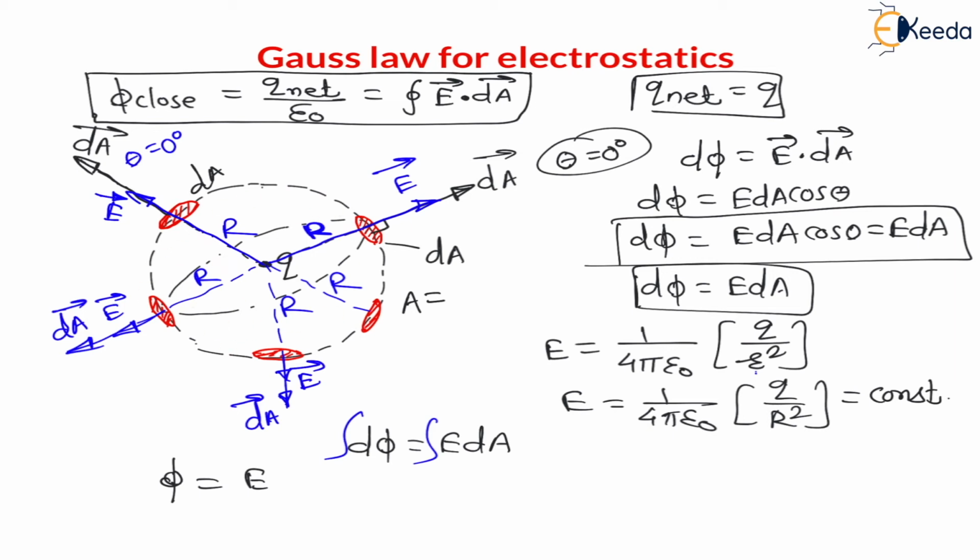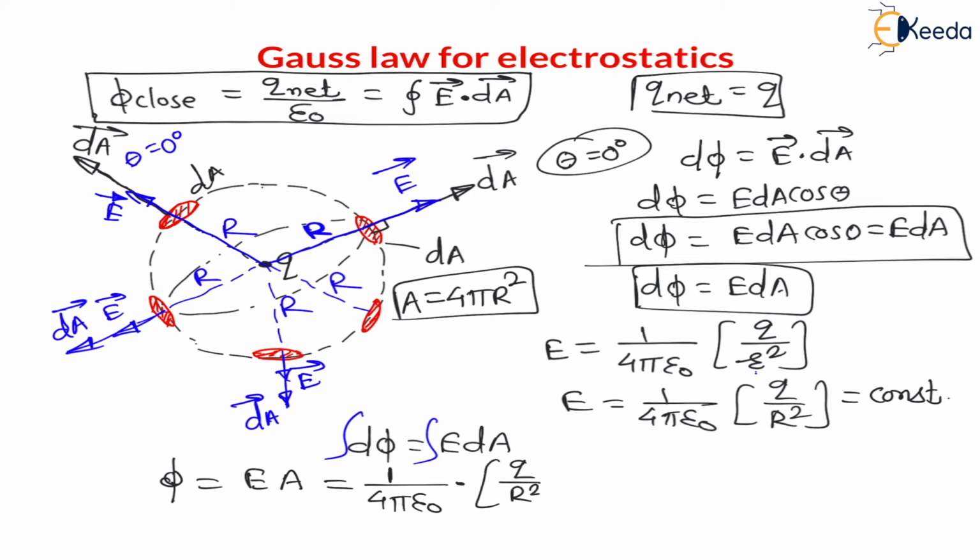And my dear students, what is the surface area of the sphere? It is 4 pi r square. You must know the surface area. Therefore, it will become E into A. Let us put the values. E is nothing but 1 upon 4 pi epsilon naught into Q divided by R square, and this E value is multiplied by the area, which is 4 pi R square.